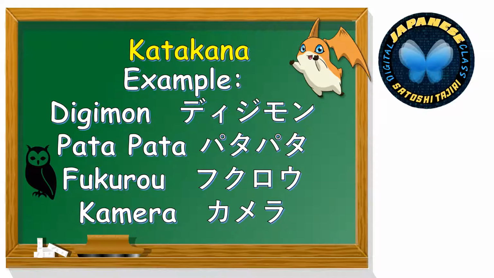Then we have the word pata pata. Instead of saying tweet tweet, in Japanese it's pata pata. That's the reason here we have our Patamon on top. And we have fukuro. Fukuro means owl, so that's also a specific name of a bird. That's the reason we use fukuro. Then our loan words, we have our camera.